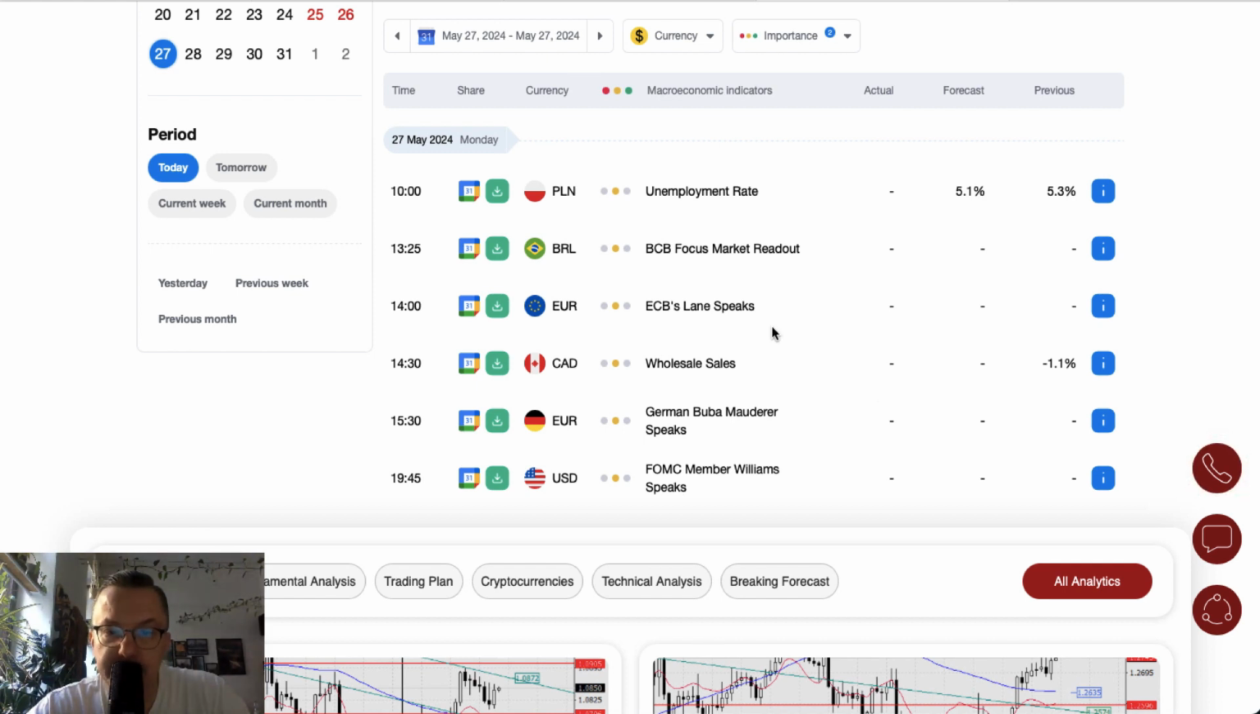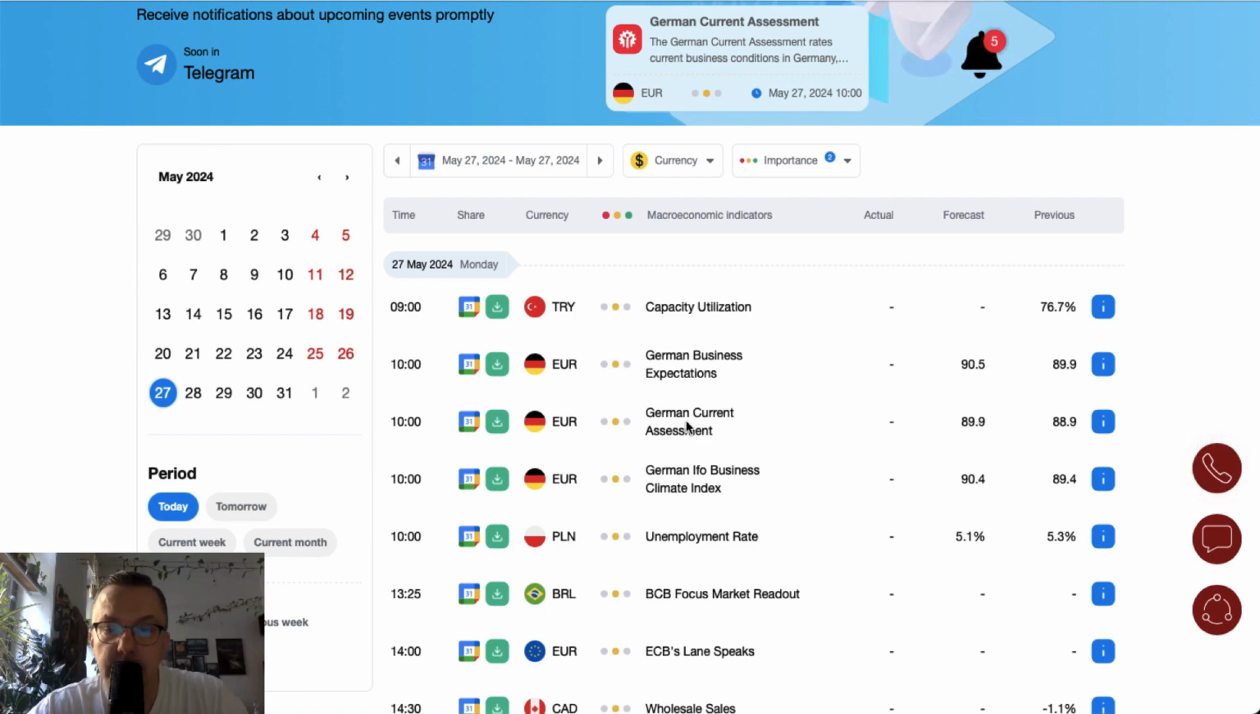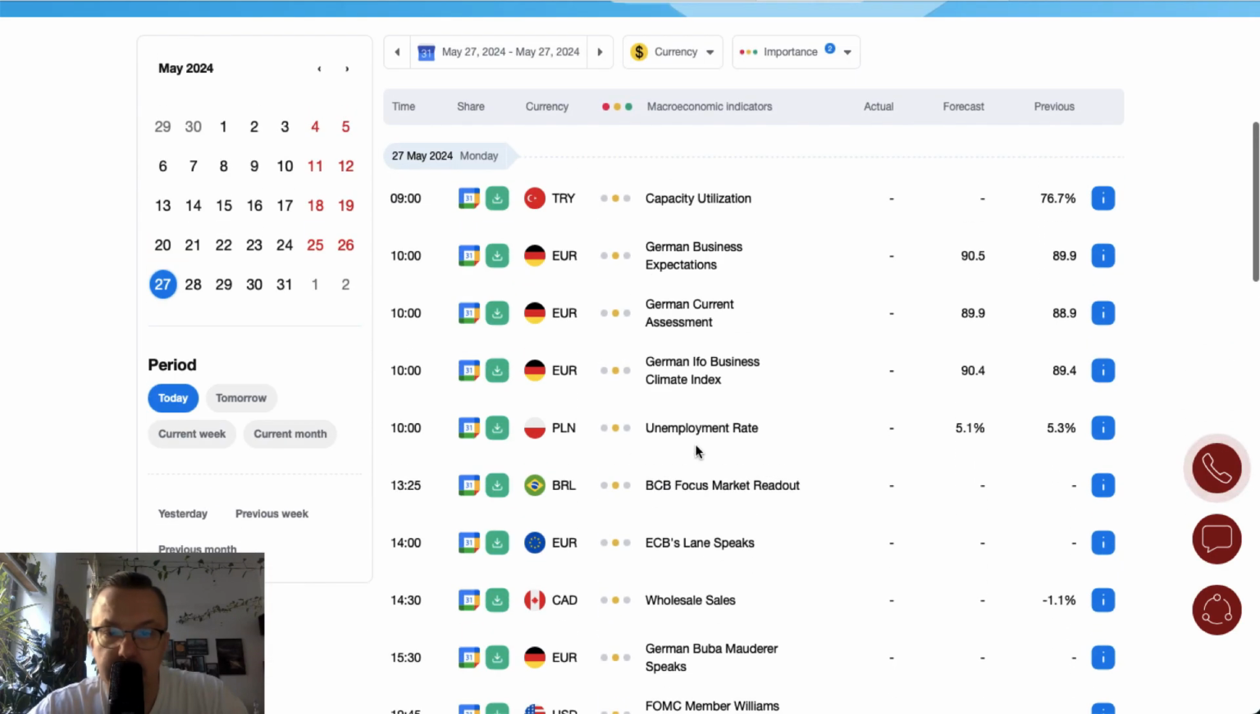ECB Lane's speech is scheduled for release at 2 o'clock. Wholesale sales from Canada are scheduled for release at 2:30, and we've got two speeches during the New York session. German Buba's Mauderer will give a speech at 3:30, and FOMC member Williams will give a speech at 7:45. So the London session might be quite busy, but the New York session is supposed not to be that busy on Monday morning. Because of the Eurozone and German data, let's jump to the Euro dollar and see what's going on there.